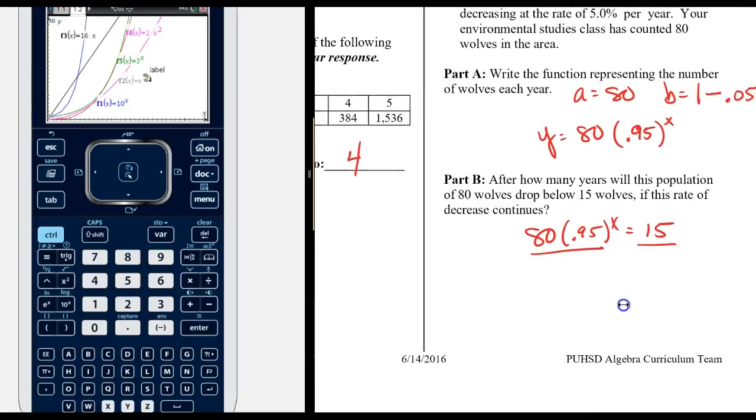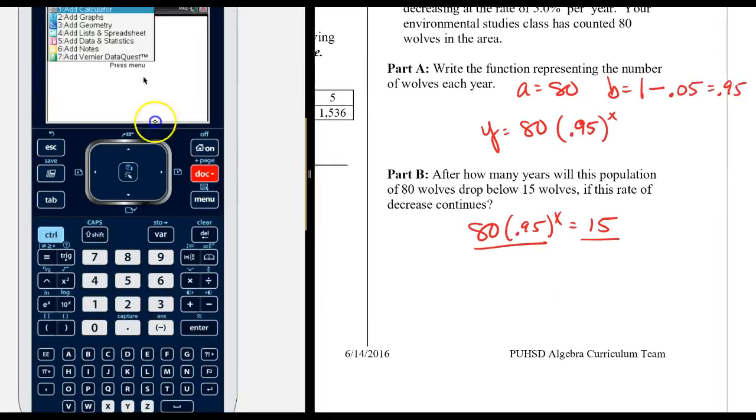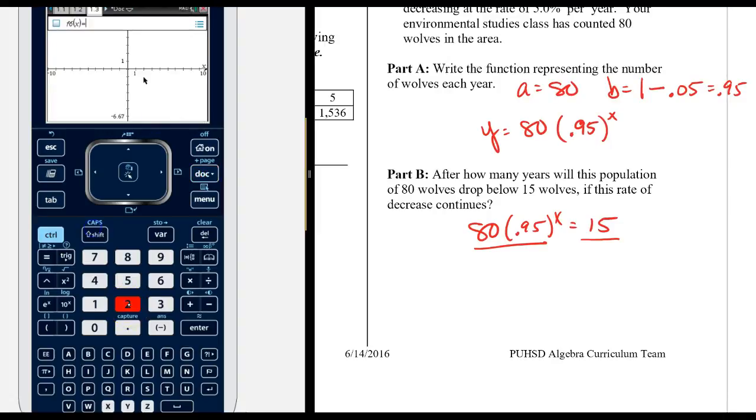All right, so we got our calculator. I'm going to make a new graph, and I'm going to put in my function 80 times 0.95 to the x, and I'm going to put in my other function of 15, and I see nothing on my graph because my window isn't set correctly.